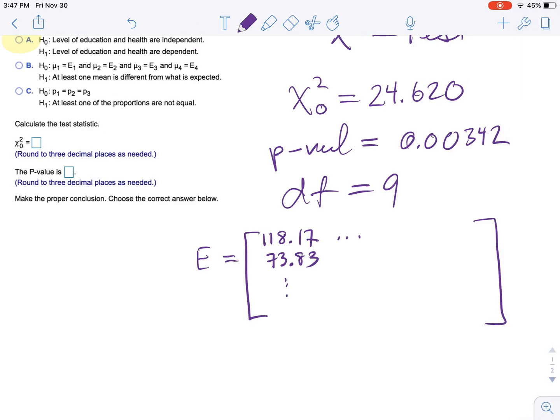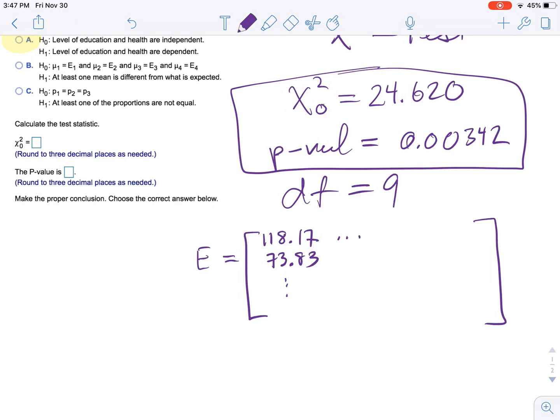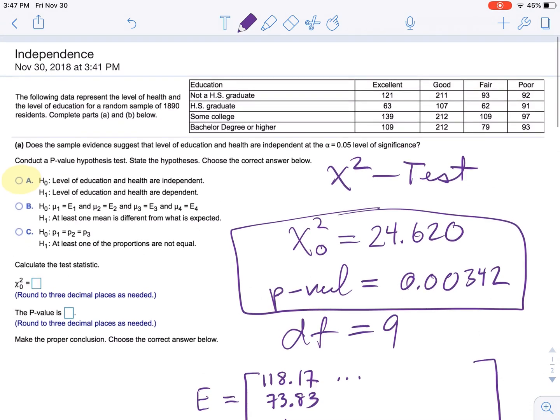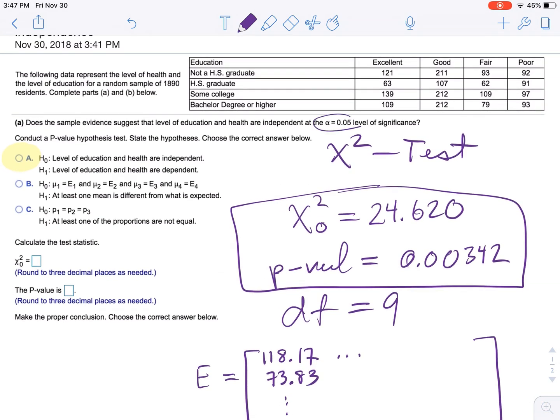All right, so this p-value and this test statistic are very significant. The p-value is low, so we're going to reject the null. At the 5% level of significance, our p-value is below that. So to make the conclusion, you would reject the null hypothesis, and you would conclude that level of education and health are dependent. And that's it. That's your conclusion.